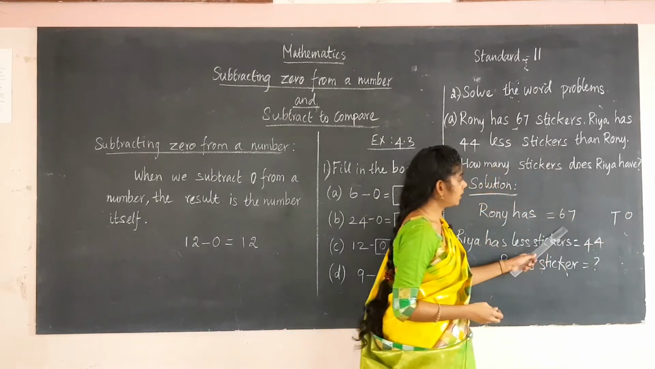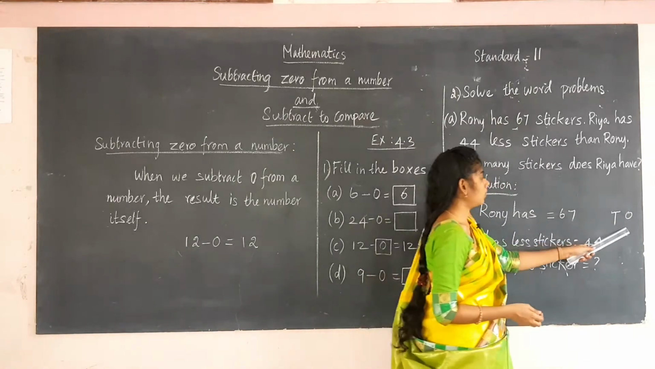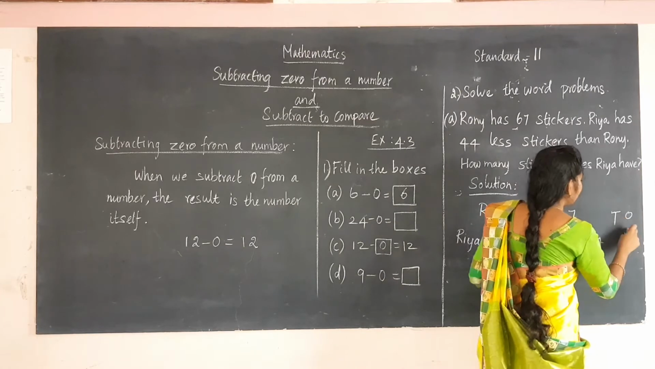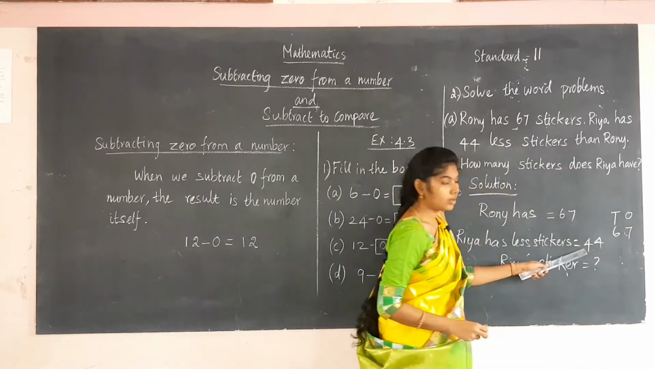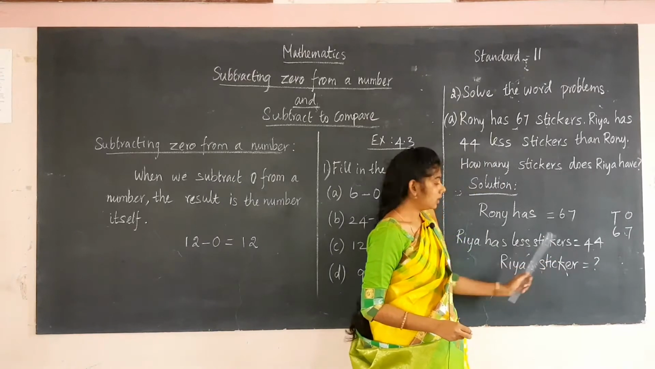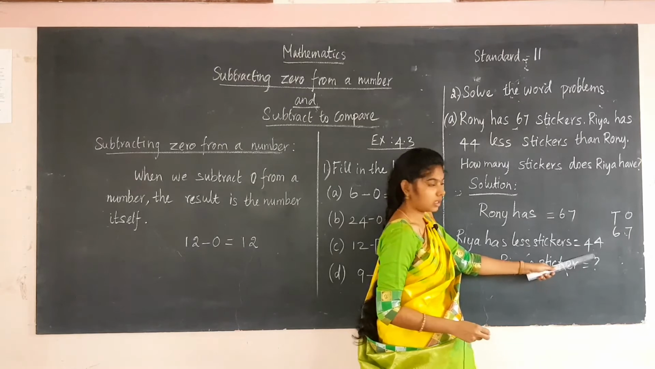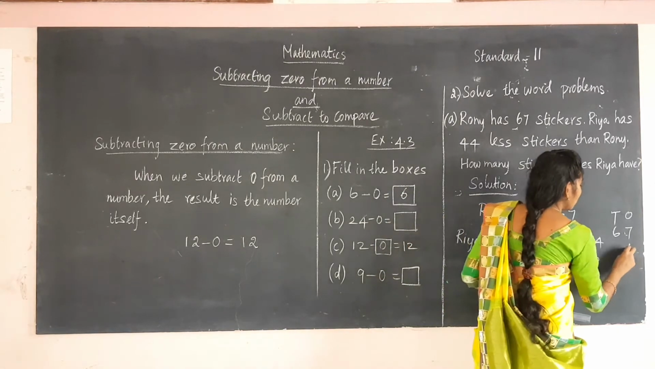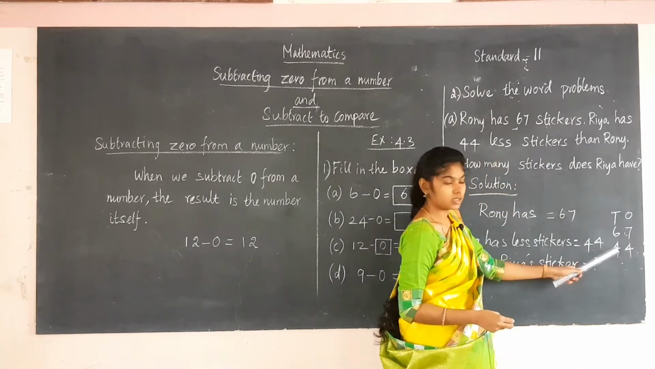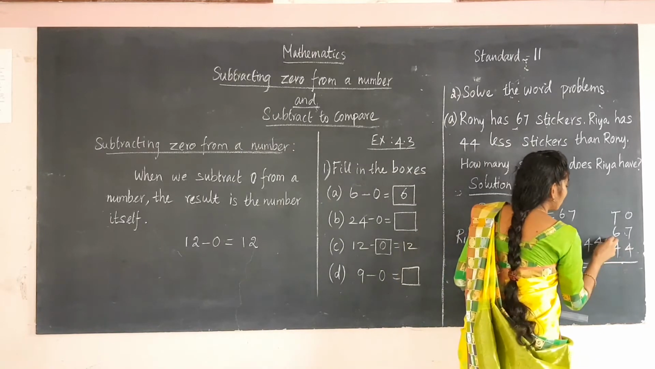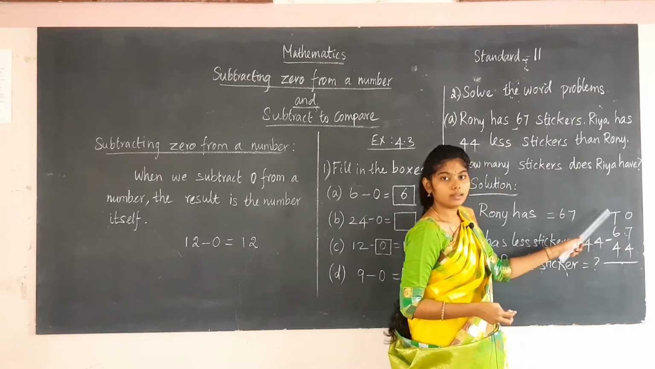Now fill in the numbers given here. The first number is 67. So write the number in the places: 7 in the ones place and 6 in the tens place. And the next number is 44. We have compared that this one is less than that number. So while we are comparing, we have to subtract the number. So 44, 4 in the ones place and 4 in the tens place. Now we have to subtract. To subtract, first we subtract in the ones place and then in the tens place.